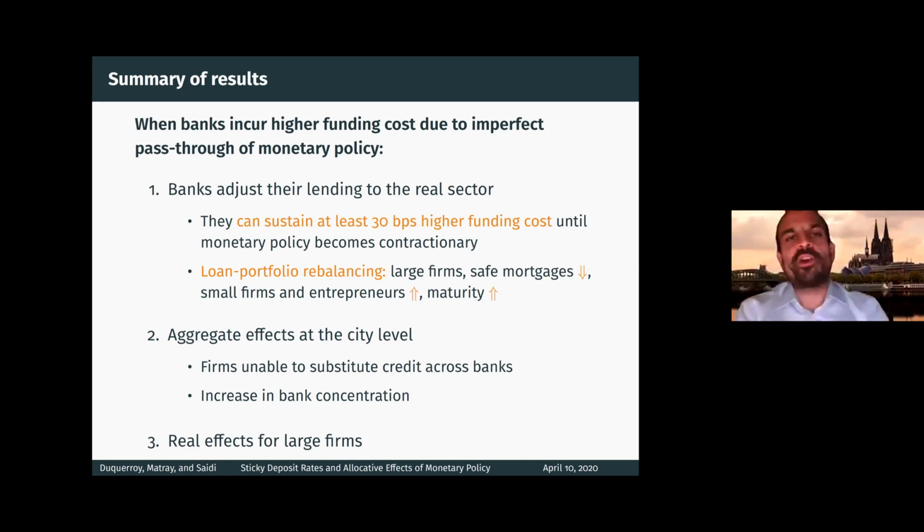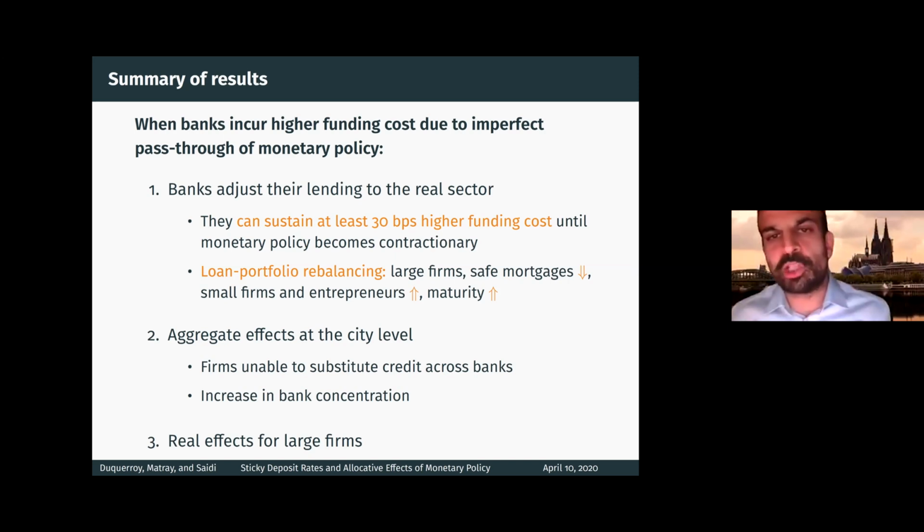We find that when banks incur higher funding costs due to the imperfect pass-through of monetary policy, then these regulated deposit-dependent banks adjust their lending to the real sector. The interesting bit here is that we can show that they can actually sustain at least 30 basis points higher funding costs until monetary policy becomes contractionary. That means that whatever your monetary policy rate is, the bank's funding cost, which is due to these regulated deposits, can be at least 30 basis points higher, but only then do banks start contracting lending because they incur higher funding costs.